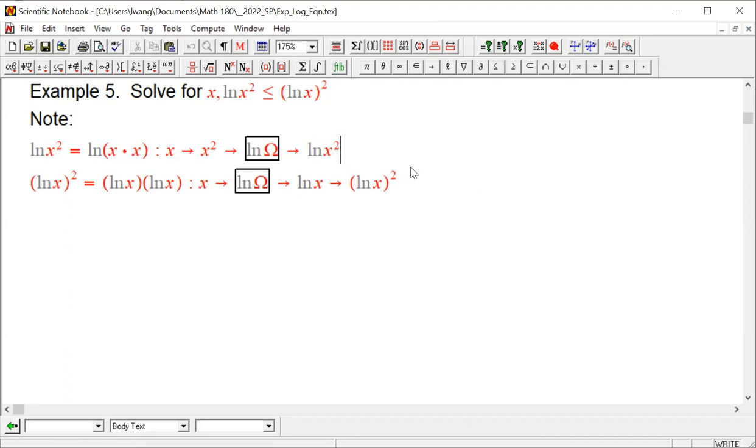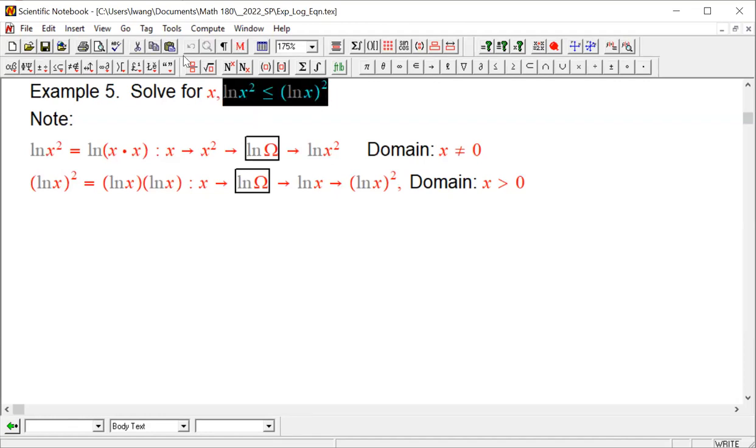And we also talk about these two functions have different domain, right? This domain is all real numbers, but not zero, right? And this other one has x has to be larger than 0. So with all that being reviewed, and we understand their notations are different, how do we solve this inequality?